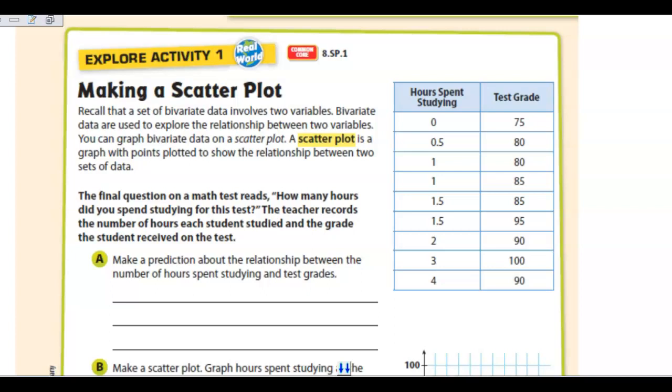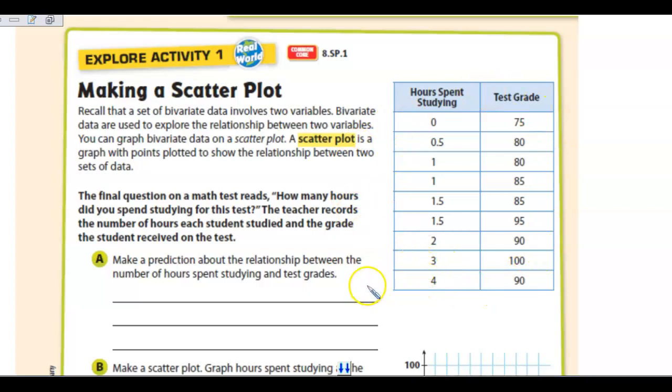So our example here is a final question on a math test that reads, how many hours did you spend studying for this test? The teacher records the number of hours each student studied and the grade the student received on that test. And so she took that information and she has put it in this table here.